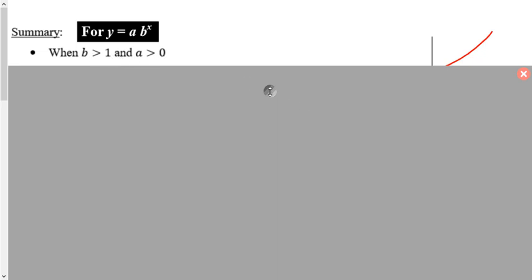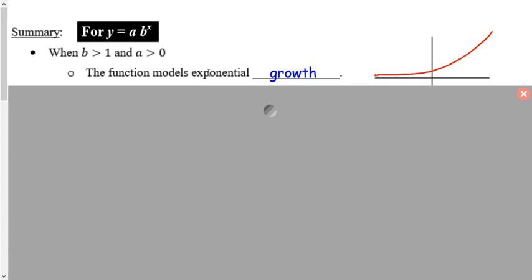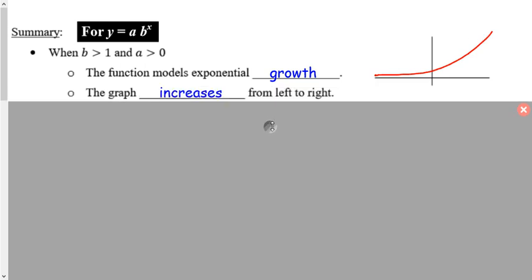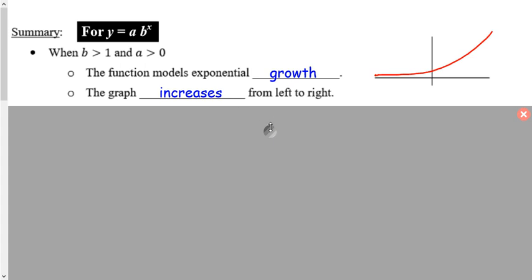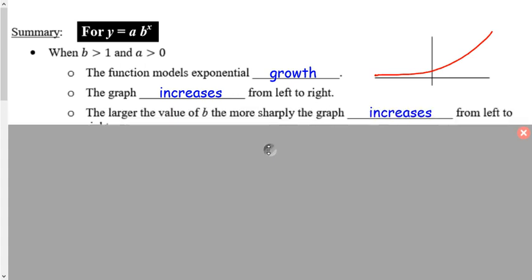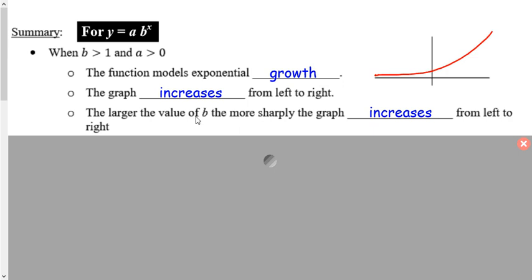This function, we would say, models exponential growth. So as we go from left to right, our graph increases, and we'd say that's exponential growth. So again, it increases as we go from left to right. And the larger the b value, the more sharply the graph increases. So here, this isn't increasing very quickly. Maybe our b value is like 1.5. But if I had a b value of 10, it would come along here and then it would just shoot up really quickly on the right side of the y-axis.